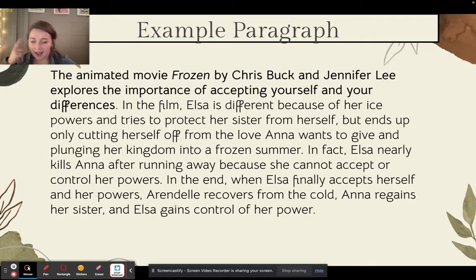So ask yourself, does that support the idea that it's important to accept yourself, that when you don't, things go bad? Okay, good. In fact, Elsa nearly kills Anna after running away because she cannot accept or control her powers. Does that support my theme? Yes. Okay. In the end, when Elsa finally accepts herself and her powers, Arendelle recovers from the cold, Anna regains her sister, and Elsa gains control of her power.